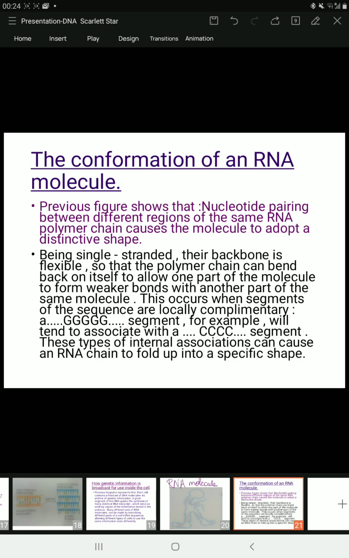Being single-stranded, their backbone is flexible, so that the polymer chain can bend back on itself to allow one part of the molecule to form weaker bonds with another part of the same molecule. This occurs when segments of the sequence are locally complementary. A G segment, for guanine segment, for example, will tend to associate with a C segment, meaning cytosine segment. These types of internal association can cause an RNA chain to fold up into a specific shape.